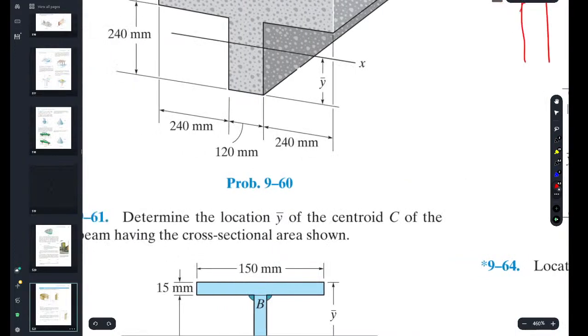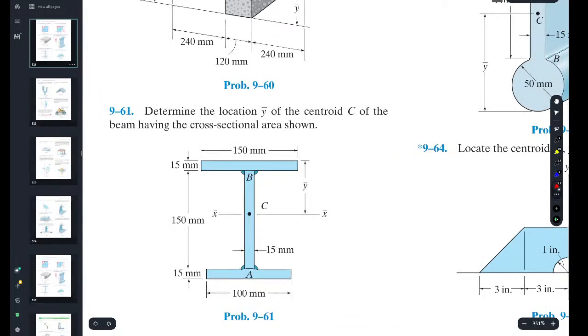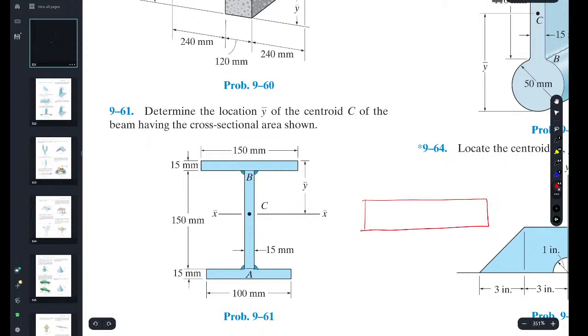Here's your just simple I-beam. You want to find the centroid of this I-beam. So this is what I'm talking about. When you're finding the internal loads a few chapters back, and you were saying, okay, I got a beam that's loaded this way, supported here.